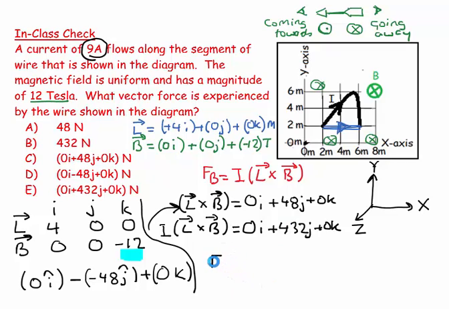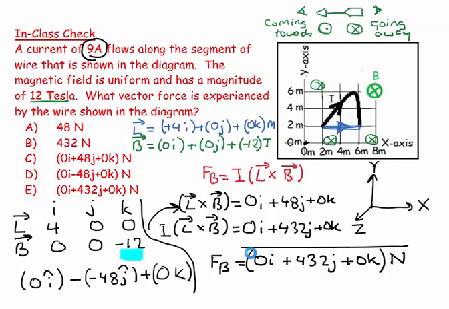Aha! So let's write down my answer with units. F_B is equal to 0i plus 432j plus 0k. And of course it's a force, so that's going to be newtons. And there I have my answer.